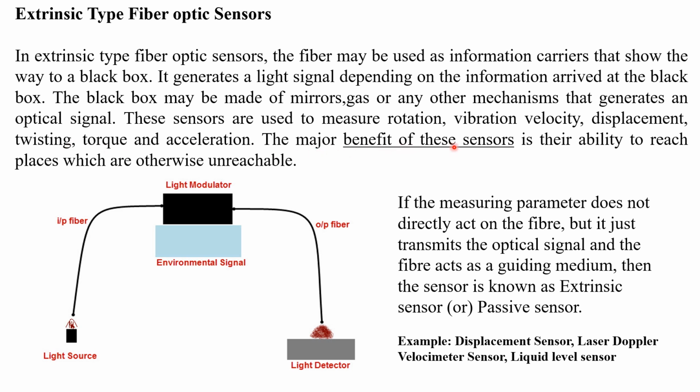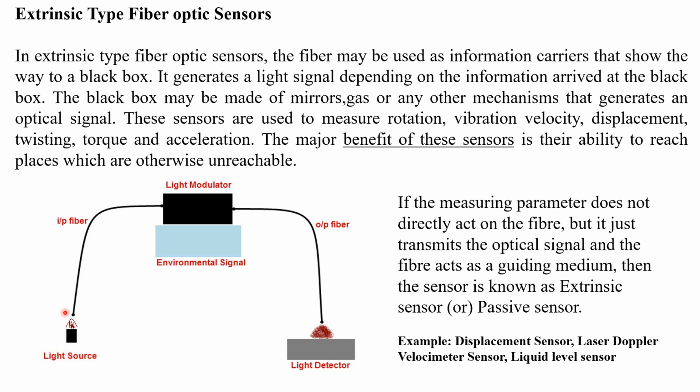These sensors are used to measure rotation, vibration, velocity, displacement, twisting, torque, and acceleration. The major benefit of this sensor is its ability to reach places which are otherwise unreachable. If the measuring parameter does not directly act on the fiber, but the fiber just transmits the optical signal and acts as a guiding medium, then the sensor is known as an extrinsic sensor or passive sensor. So in this extrinsic or passive sensor, the fiber is used only to transmit and receive the optical signal. It is not used to sense any parameters.